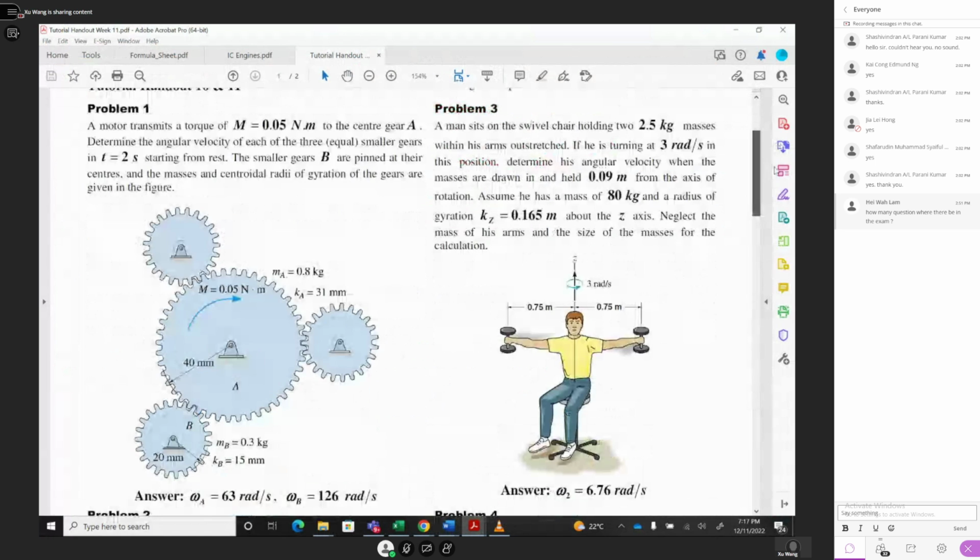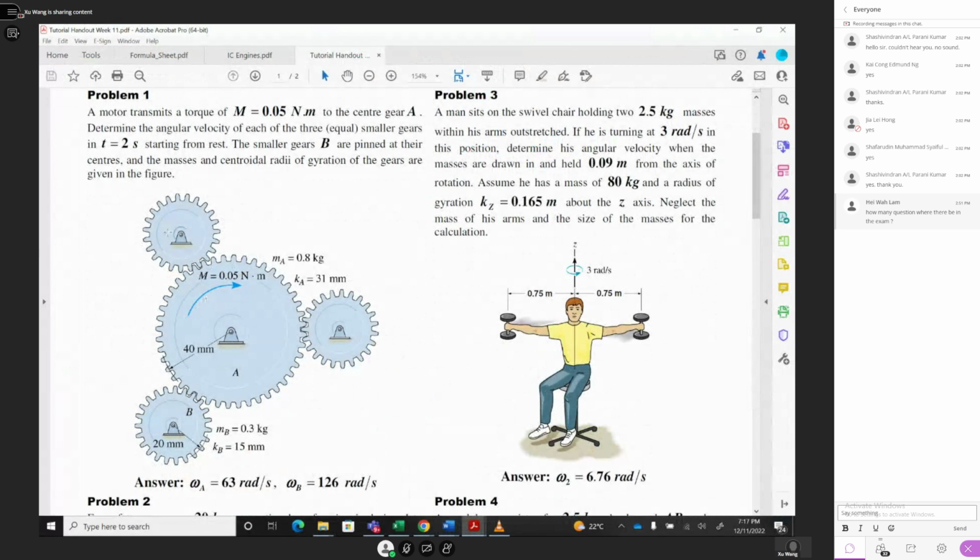The first question says you have a gear system: one driving gear and three driven gears. The driving gear has a moment of 0.05. Of course, the driving gear moves in this direction, and the mesh force pushes back against it. Three forces push back, and force times radius is the resistant moment against this movement. We are asked to determine the angular velocity of each of the three smaller gears.